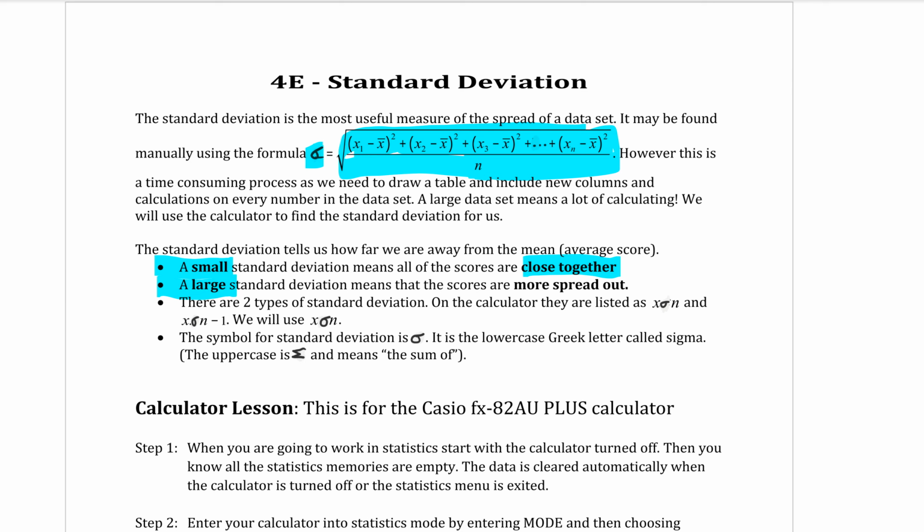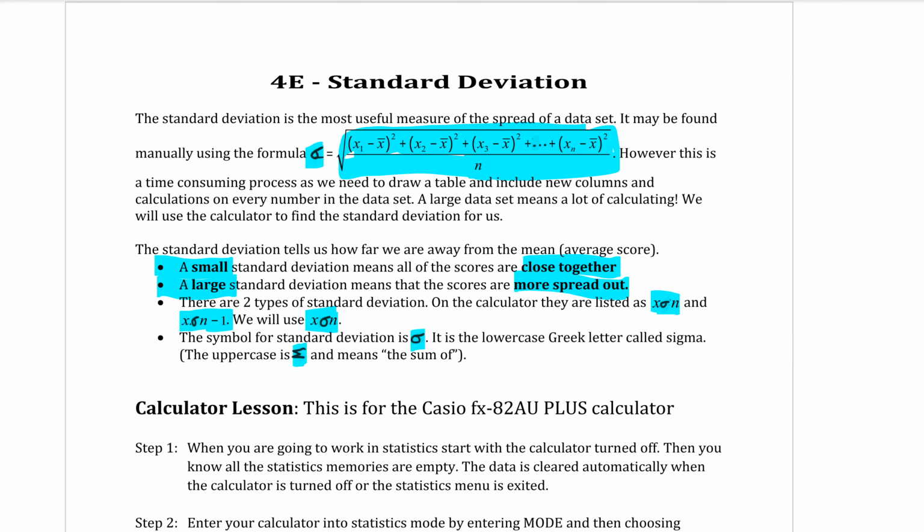There are two types of standard deviation. On the calculator, they are listed as x sigma n and x sigma n minus 1. Okay, what the minus 1 is for the sample space. We're not going to use that one. We are going to use the x sigma n. Okay, so the symbol sigma, that little bent over 6 that I was telling you about, is a lowercase Greek letter. We also use the uppercase sigma in mathematics. It looks like this, and it means to sum.